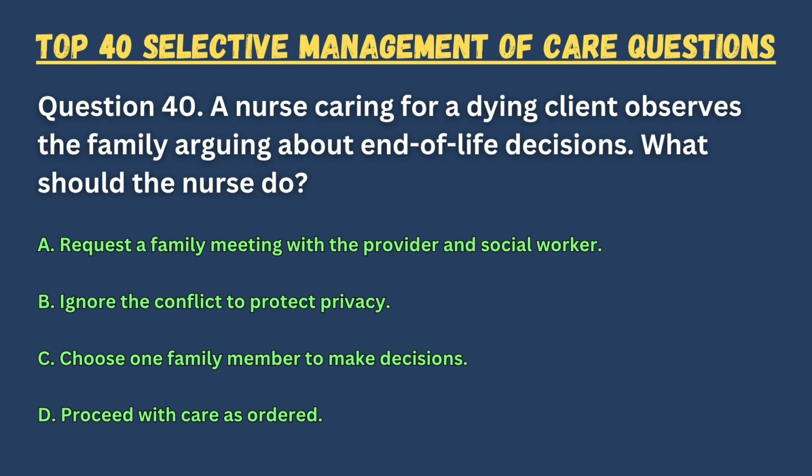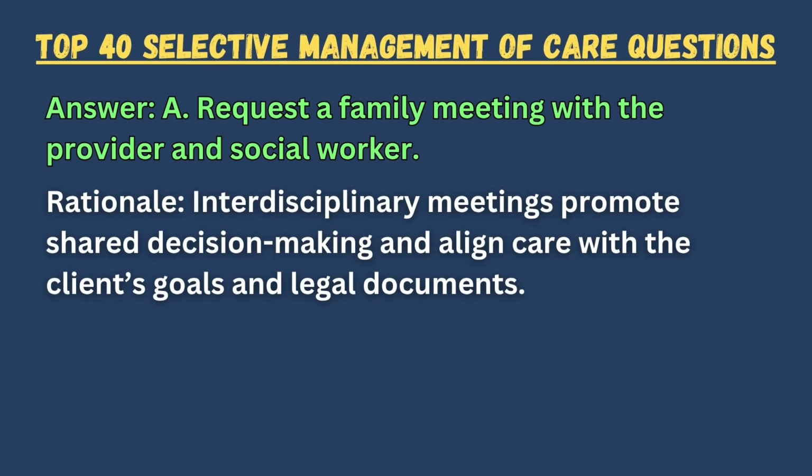Question 40. A nurse caring for a dying client observes the family arguing about end-of-life decisions. What should the nurse do? A. Request a family meeting with the provider and social worker. B. Ignore the conflict to protect privacy. C. Choose one family member to make decisions. D. Proceed with care as ordered. Answer. A. Request a family meeting with the provider and social worker. Rationale. Interdisciplinary meetings promote shared decision-making and align care with the client's goals and legal documents.